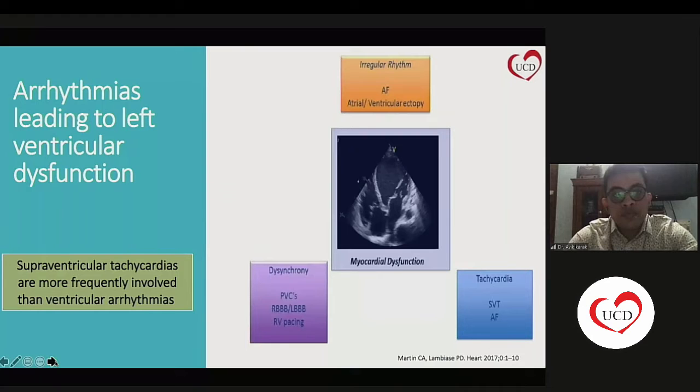Regarding the various arrhythmias that can lead to LV dysfunction, we need to remember that supraventricular tachycardias are more frequently involved than ventricular arrhythmias. Irregular rhythm, dysynchrony, and persistent tachycardia are the important causative factors. Irregular rhythm, like atrial fibrillation or atrial and ventricular ectopy. Dysynchrony, like PVCs, RBBB or LBBB, RV pacing. Tachycardia, like supraventricular tachycardia and atrial fibrillation. All these can lead to myocardial dysfunction.